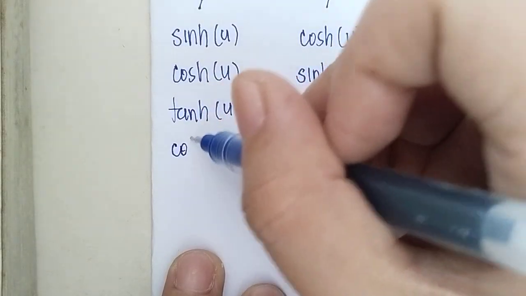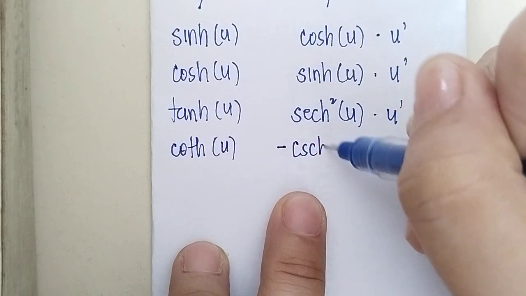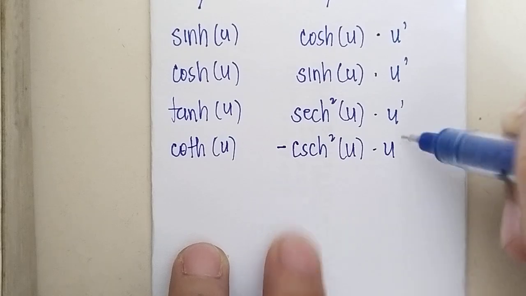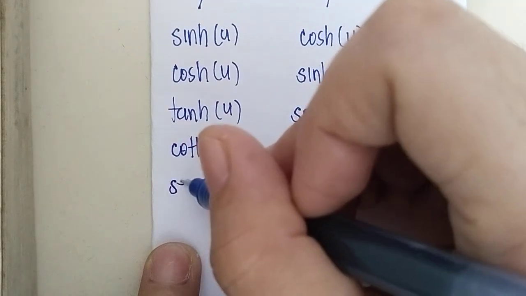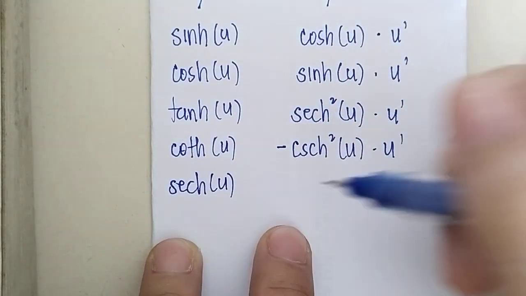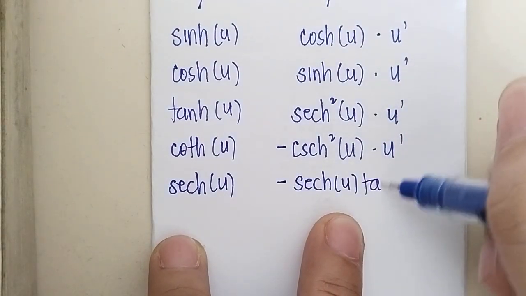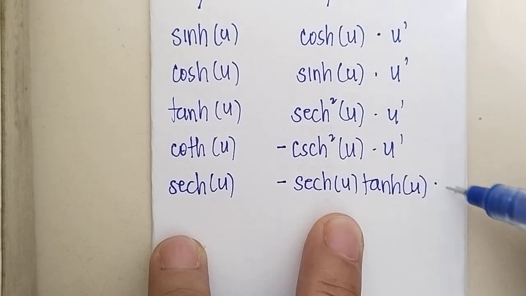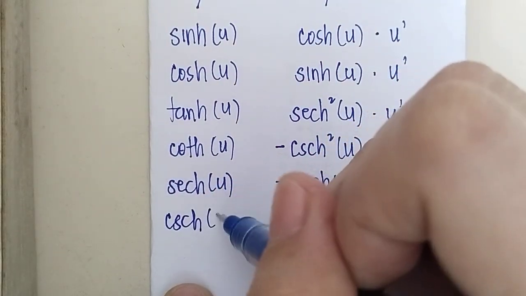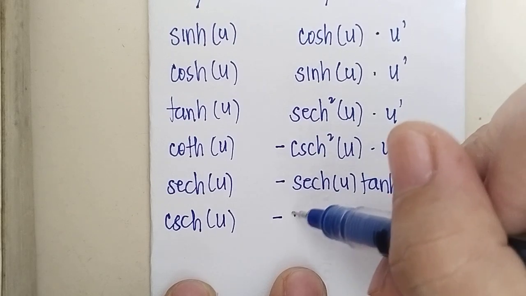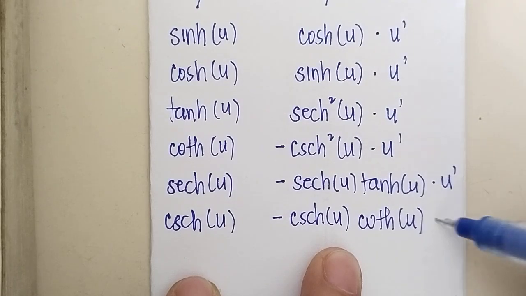So, the derivative of the hyperbolic cotangent of u is negative, same as before, the square of the hyperbolic cosecant of u, times the u prime. Then for the hyperbolic secant of u, that will be negative hyperbolic secant of u, hyperbolic tangent of u, and then overall we multiply by u prime. Same with the hyperbolic cosecant of u. Its derivative is negative hyperbolic cosecant of u, hyperbolic cotangent of u, times the u prime.